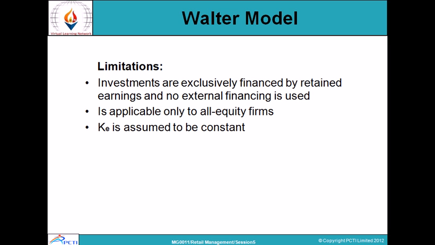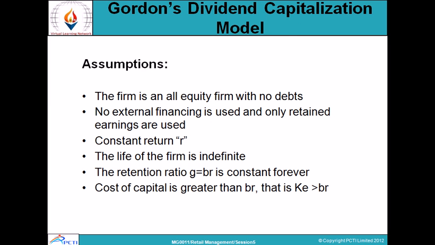And finally, the last assumption or limitation is KE is also assumed to be constant, and that ignores the business risk. When I say KE, it is nothing but the cost of capital. It says cost of capital is assumed to be constant, which is not possible. Right? We'll go further. Gordon's dividend capitalization model.